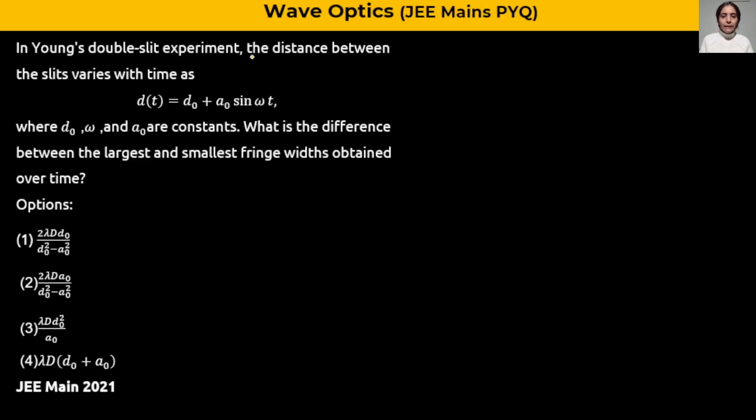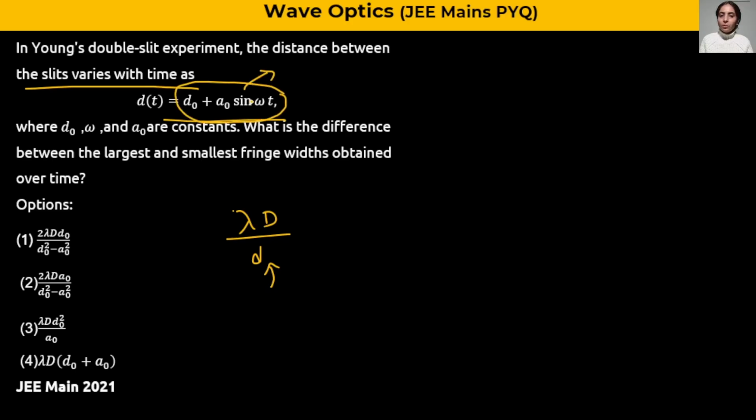Let us move ahead. In Young's double slit experiment, the distance between slits varies with this thing. What is the difference between the largest and smallest fringe widths? Check the fringe width formula: lambda D by d. Okay. So you will get the greatest fringe width when d will be smallest. And d here is performing some simple harmonic motion. So what will be its minimum value?